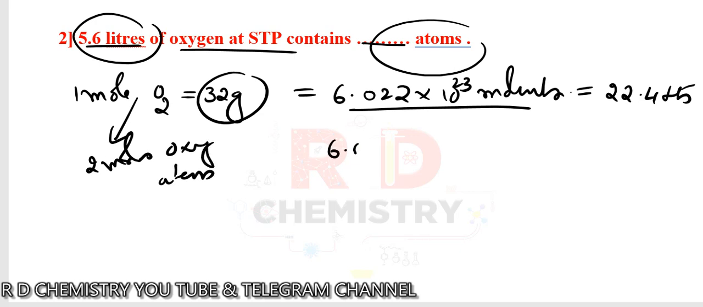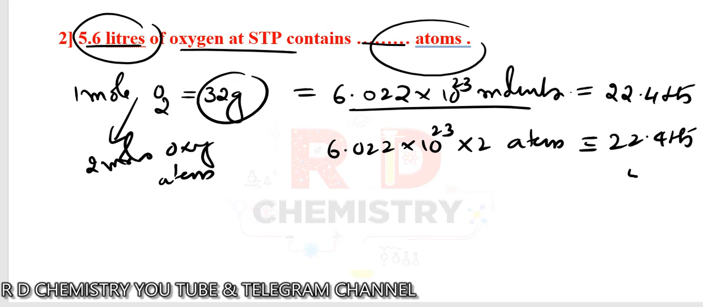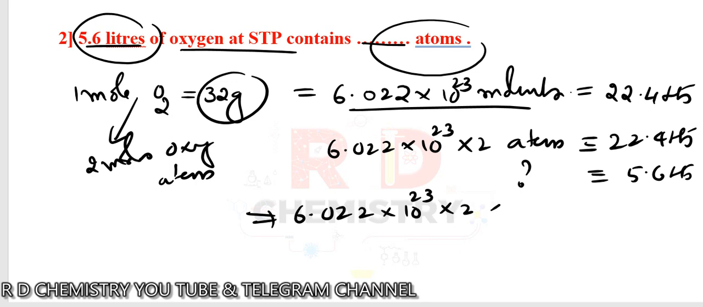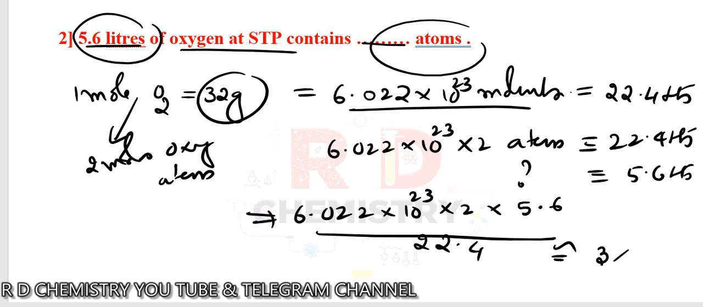Therefore, 6.022 into 10 power 23 into 2 oxygen atoms are equivalent to 22.4 liters. Therefore, 5.6 liters will contain how many atoms? So we cross multiply: 6.022 into 10 power 23 into 2 into 5.6 divided by 22.4. On simplification, we get an answer of approximately 3 into 10 power 23 atoms of oxygen. That's fine.